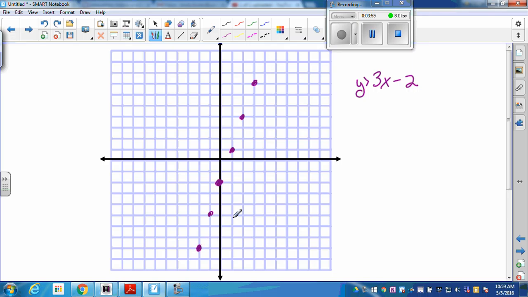Alright, and again, since this is an inequality, I have to decide, is it less than or equal to, greater than or equal to? So in this case, it's just greater than. So I have to connect my points with a dashed line, because again, even though that's our line, it acts as a boundary, and all the points that are on this line are actually not a part of the solution set.